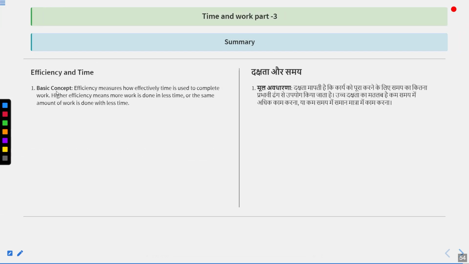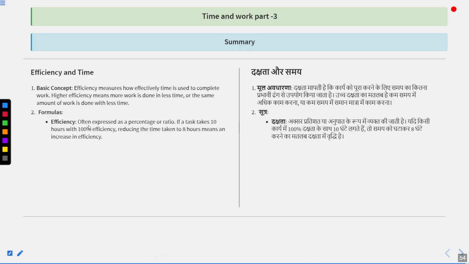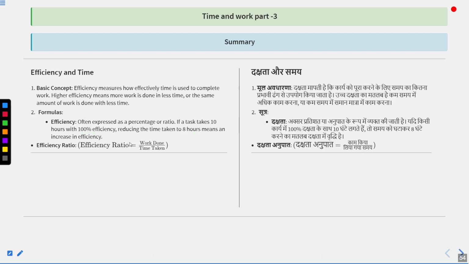Clear? So, efficiency and time. Efficiency measures how efficiently time is used to complete work. Higher efficiency means more work is done in less time or the same amount of work is done in less time. Efficiency is often expressed as a percentage or ratio. If a task takes 10 hours at 100% efficiency, reducing the time taken to 8 hours means an increase in efficiency. So efficiency ratio becomes work done upon time taken.